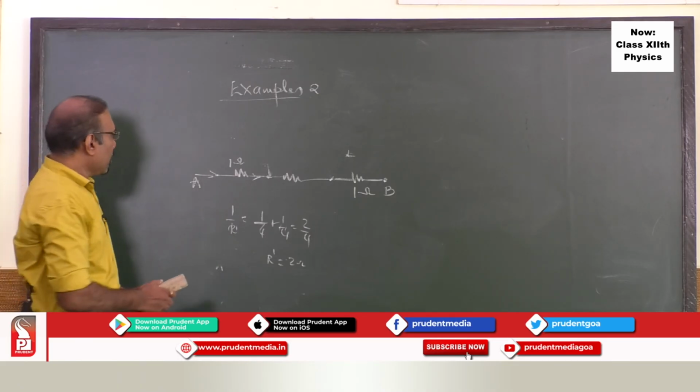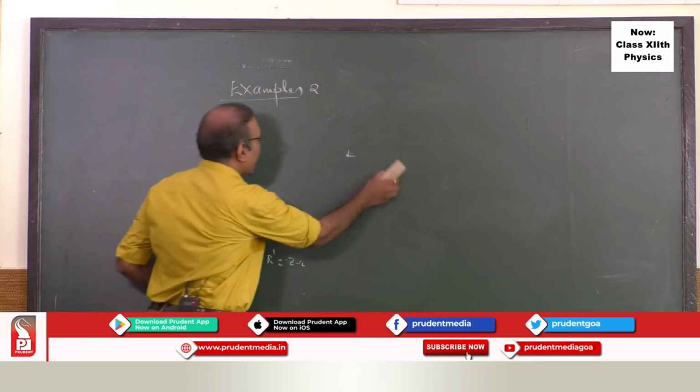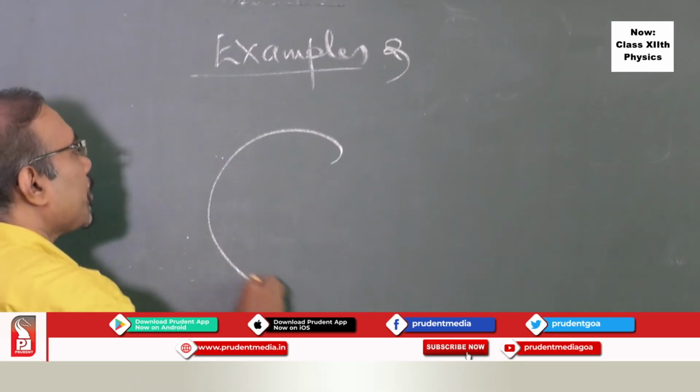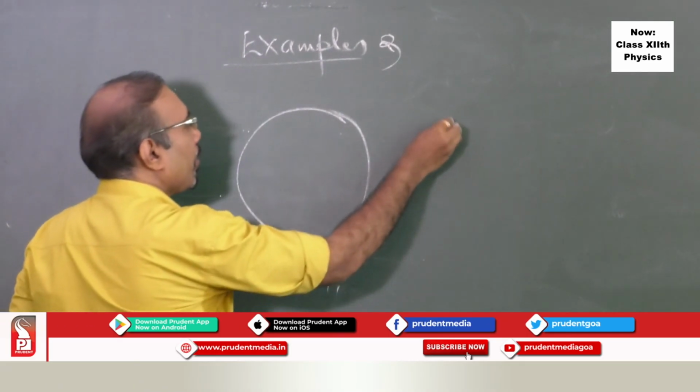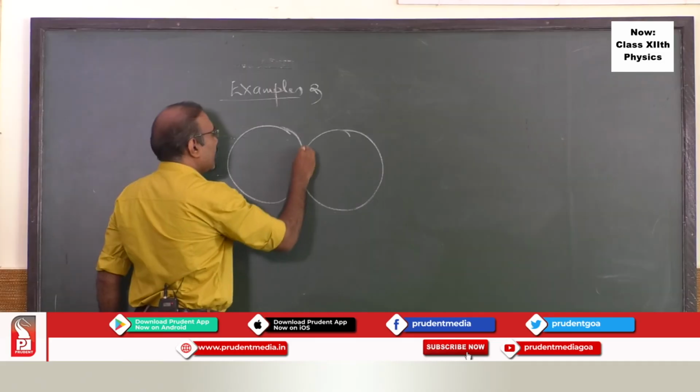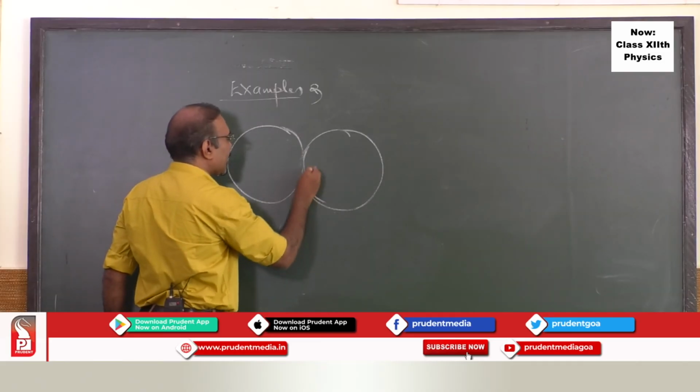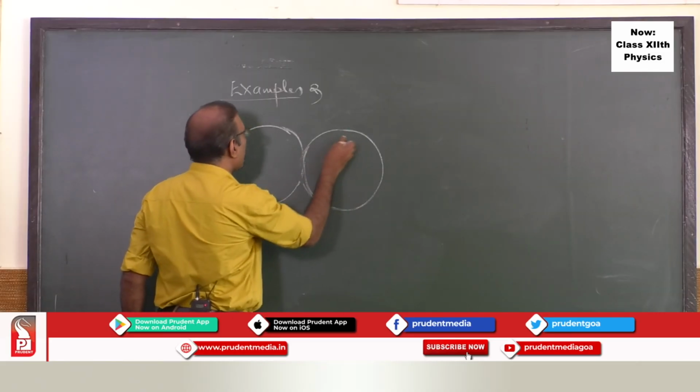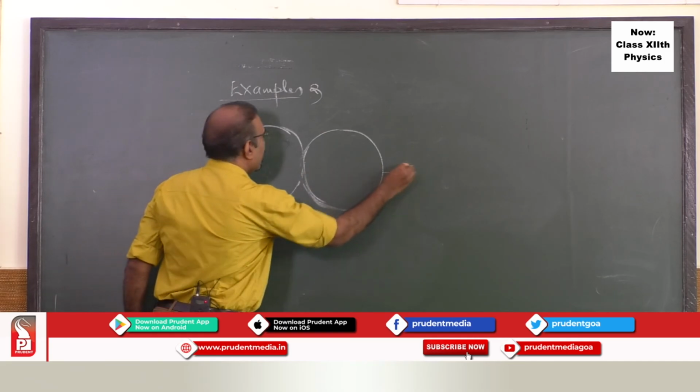Then, another example let me take. Suppose you have 2 loops like this. We have 2 loops like this. They are just connected here. These are the two loops which I had shown in the circuit in the PPT.